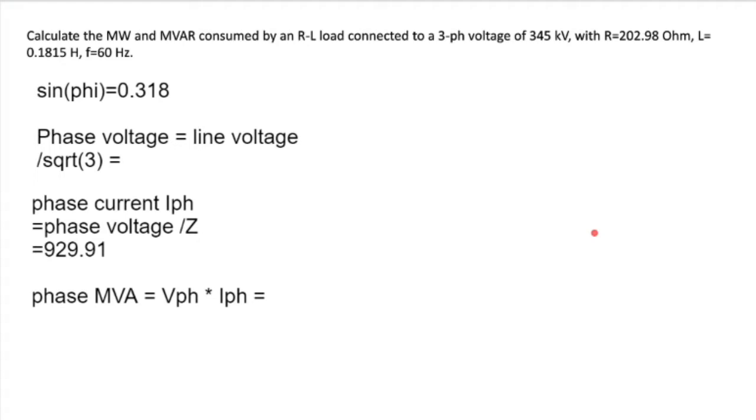What's the answer for per phase megavar? Phase MVA times sin phi. You have sin phi already, 0.318. Give me the answer quickly. Okay, 58.9. Now you go to the next step.